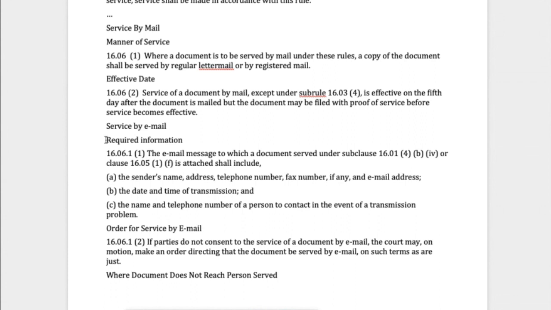There's no email at all allowed for 2014, and still it's not just any email, right? It's got to be an email with the name and telephone number of a person to contact in the event of a transmission problem, and so on. So again, we're being formal, and we're being quite punctilious in trying to make sure that documents do not go amiss, and that everyone knows what's going on.